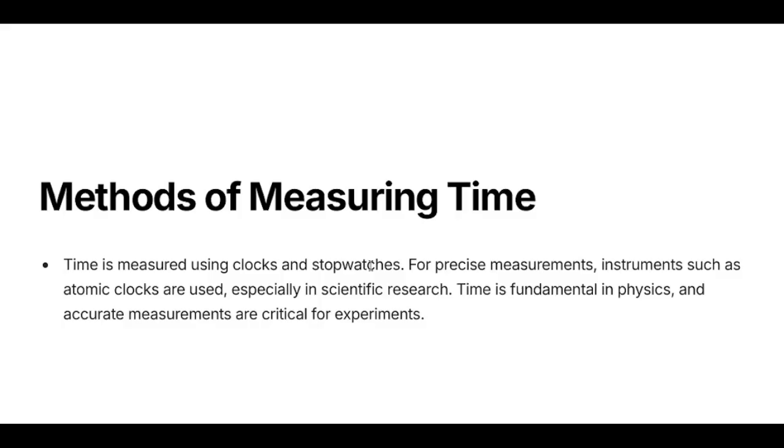Time is measured with clocks or stopwatches. All of us are familiar with this. For precise measurements, instruments such as atomic clocks are used, especially for scientific research. Time is typically measured in seconds. The SI unit for time is the second, and time is a very fundamental quantity in physics.